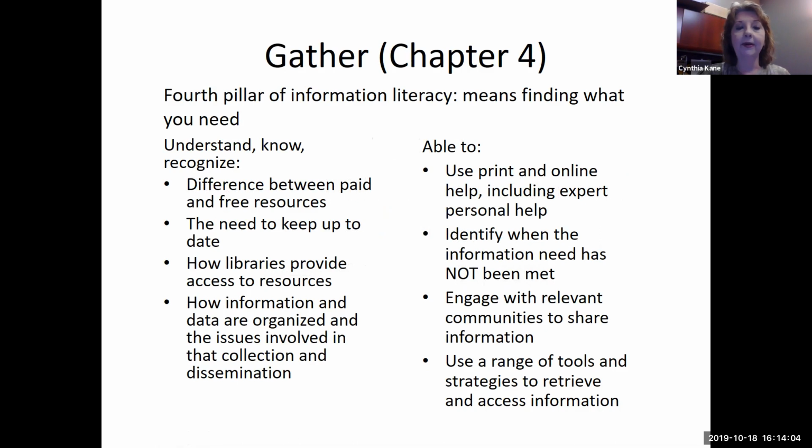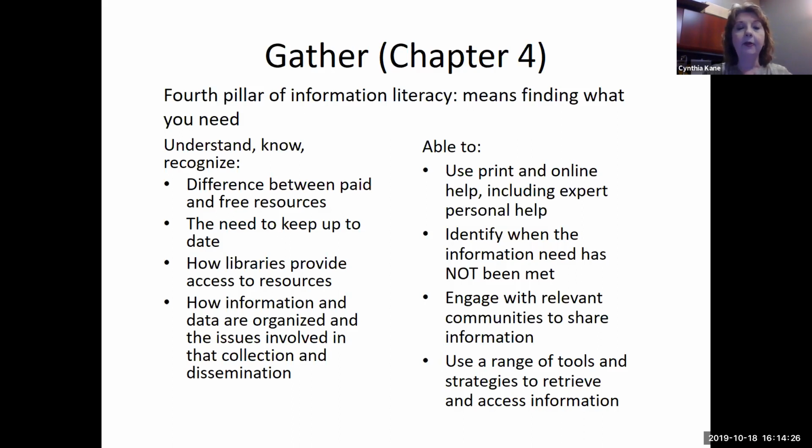So part of what we're going to be covering in this particular chapter and in this pillar will be how libraries provide access to resources and engaging with relevant communities to share information, and also using a range of tools and strategies to retrieve and access information. We've covered this a little bit in our previous module on plan, but we'll be doing this a little bit more.